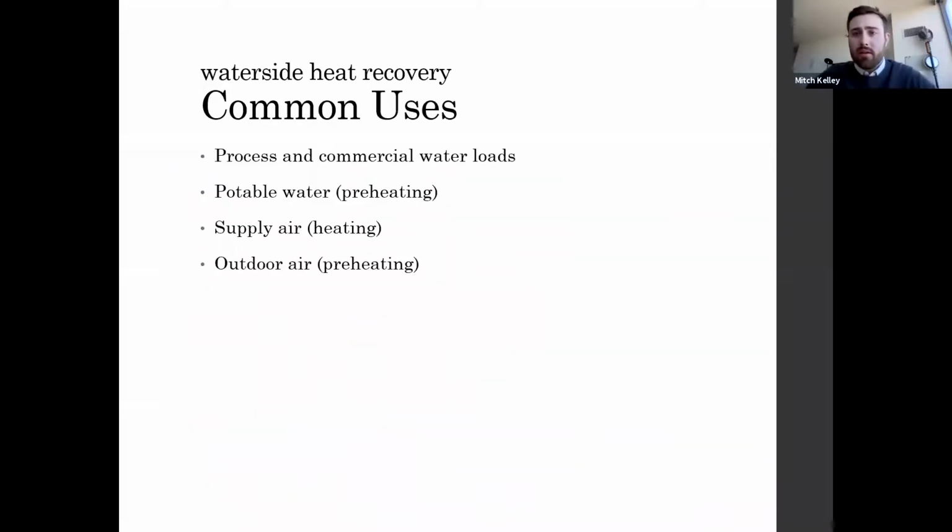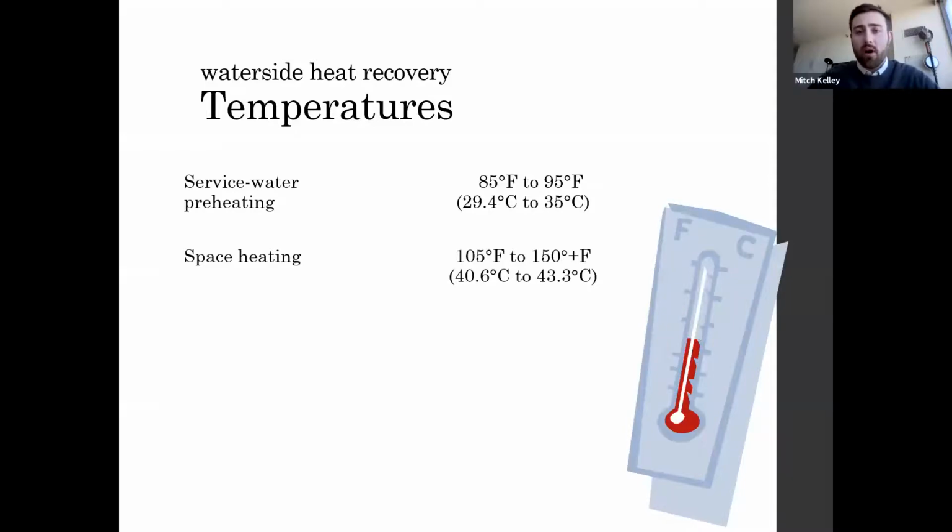Now we have a general understanding of where we might use this. Let's look at some common usage in the building. Now, service water is defined as the hot water used for domestic or commercial purposes other than space heating and process requirements. In the code portion of this presentation, recall that ASHRAE 90.1 requires service water to be preheated to 85 degrees Fahrenheit, given the other conditions that were called out.